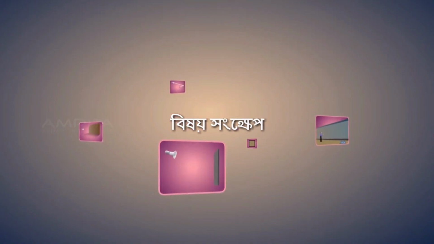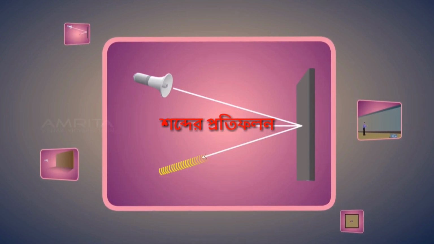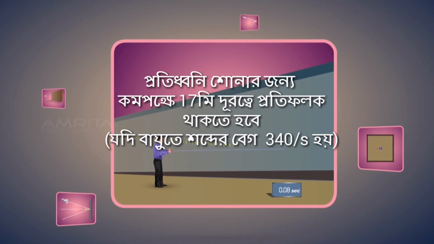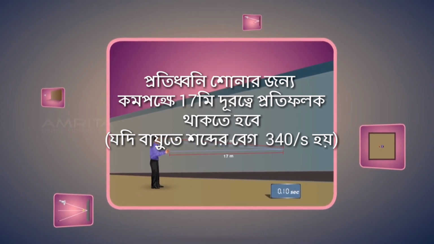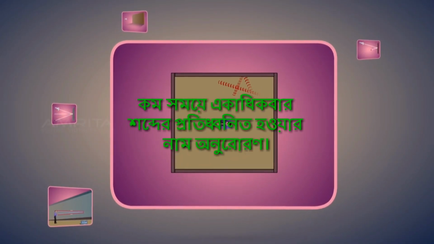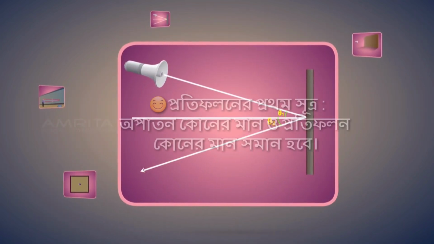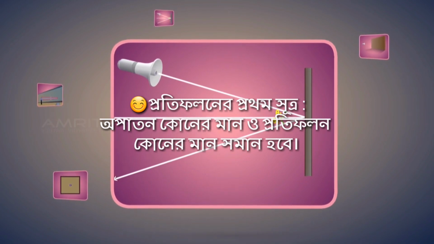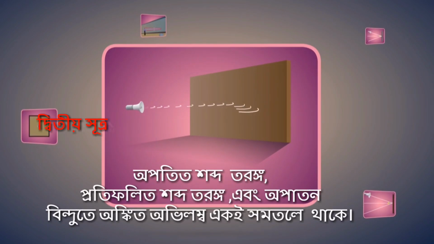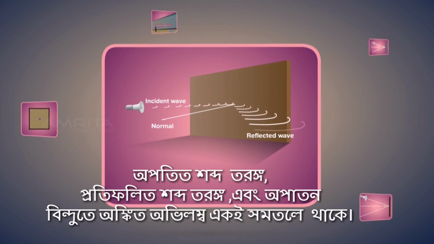Things to remember. The property of sound to bounce back from the surface on which it falls is known as the reflection of sound. Echo is heard only if the minimum distance between the source of sound and the obstacle is 17 meters. Reverberation is multiple reflections of sound after the original sound is produced. The first law of reflection states that the angle of incidence is equal to the angle of reflection. The second law states that the incident wave, the reflected wave, and the normal at the point of incidence all lie in the same plane.